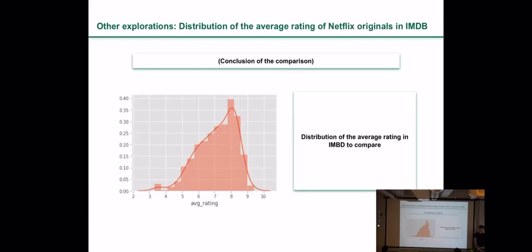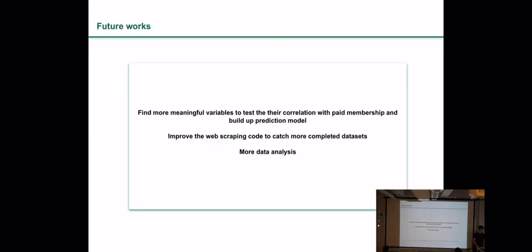And this is a distribution of the average rating of Netflix originals on IMDb. This is also part of my future work. I should find the distribution of the average rating on IMDb to compare with the Netflix originals, to see whether the quality of Netflix originals is better, and I can get some conclusions according to that. This is my future work.